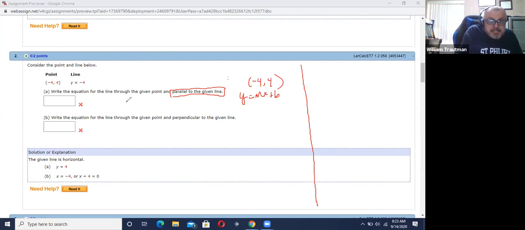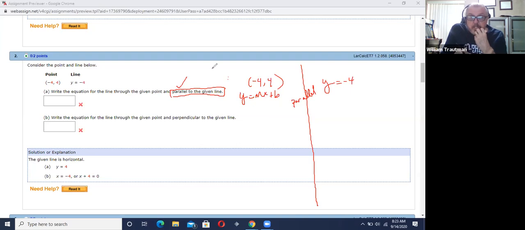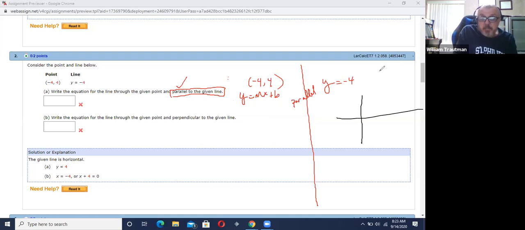And it says it's parallel to this line, y equals -4. So these two are parallel. So it's kind of important to understand what you're talking about here. We have a point, and they want us to write an equation for that point when it's parallel to y equals -4. Well, y equals -4, if you look at that, when it says parallel to this, this is not a point, this is the line.